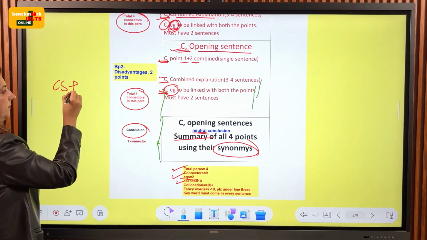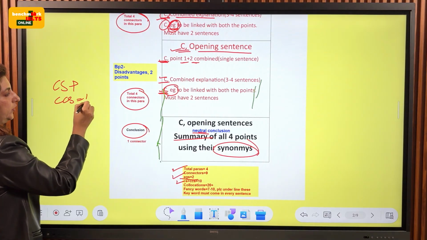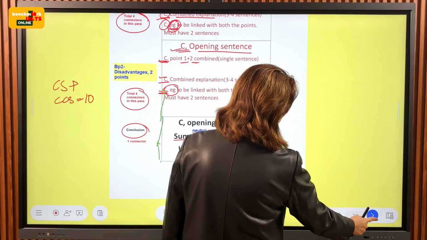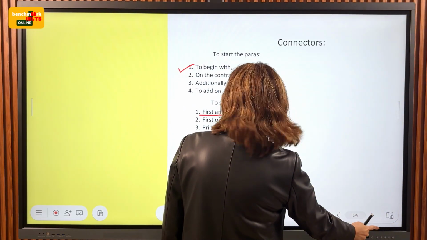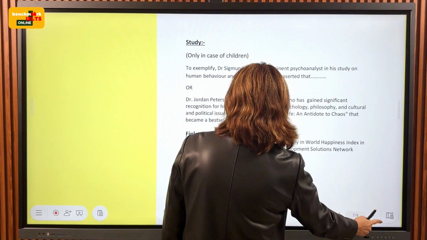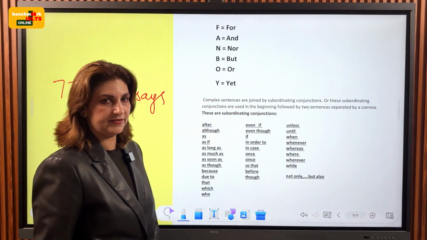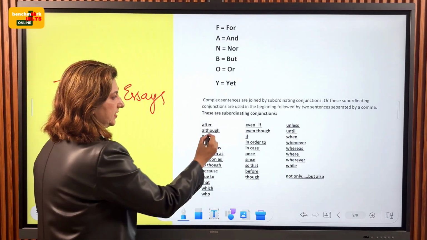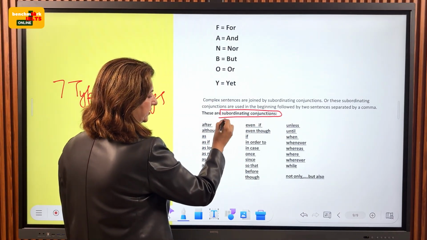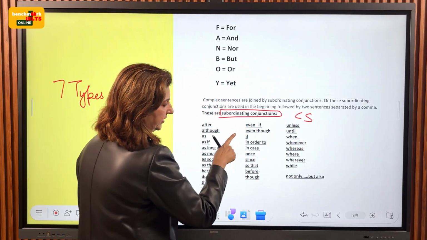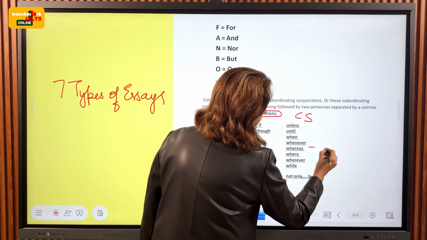The total of complex and CCS sentences is going to be 10. So I'm going to send you a short video from my phone explaining what complex and CCS sentences are, but the notes are also given here. Let me just give you a quick brief of what complex and CCS sentences are. These are something which is called subordinating conjunctions. When we make a complex sentence, we only use subordinating conjunctions to join 2 sentences.